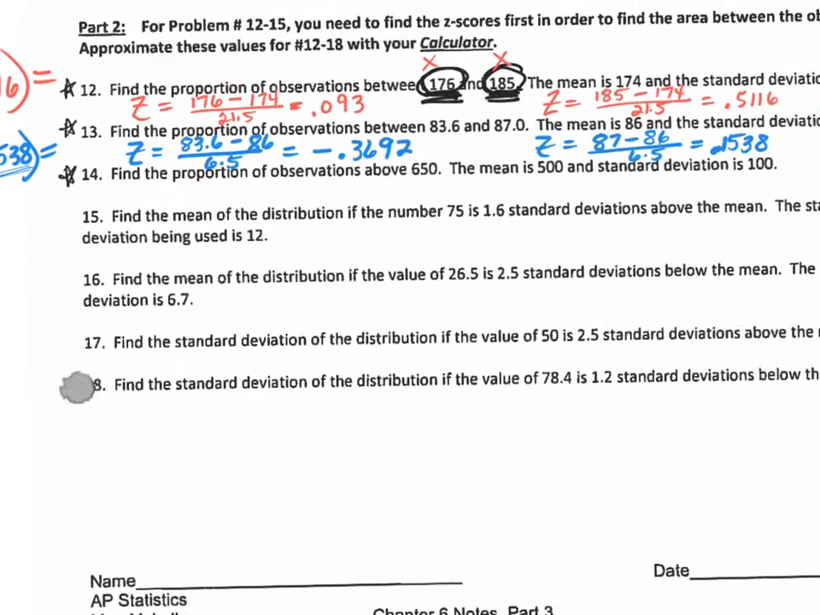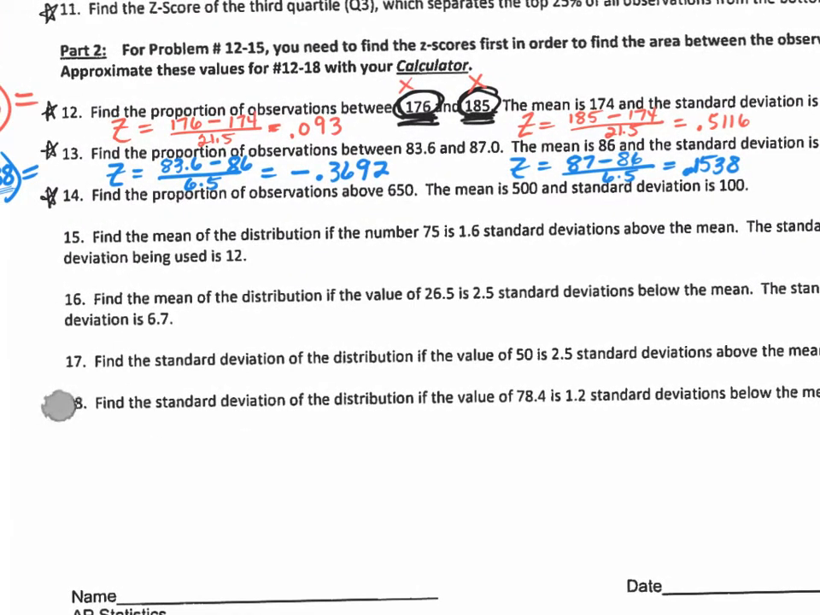Okay, how about number 14? Find the proportion of observations above 650. So you're going to want to find the z-score for that, and then go from that z-score above, so out to positive infinity. So try that now.